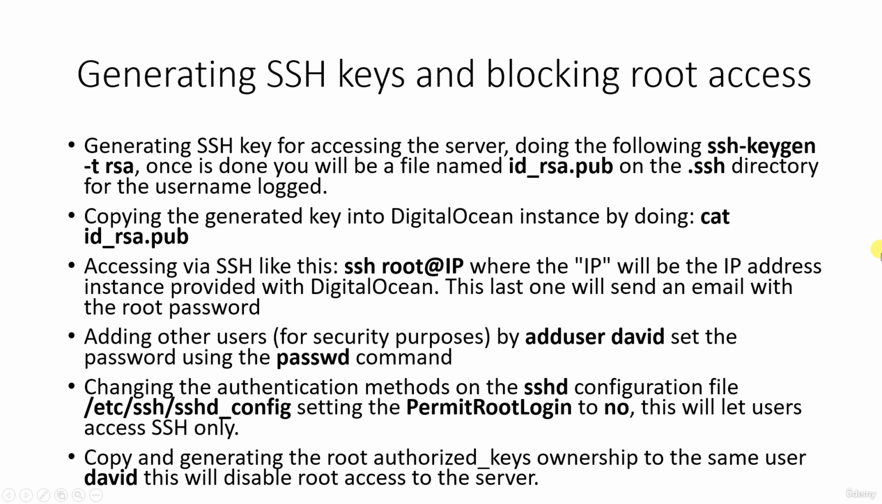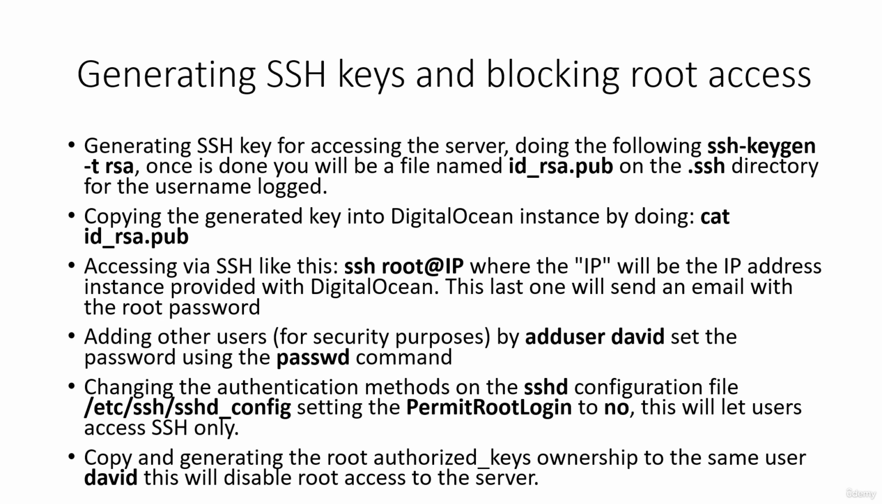So what you have to do now is copy the generated key into a DigitalOcean instance by doing a cat id_rsa.pub. After that, accessing via SSH is like this: ssh root@IP, where the IP will be the IP address provided by DigitalOcean. The last one will be sent to the email with the root password.